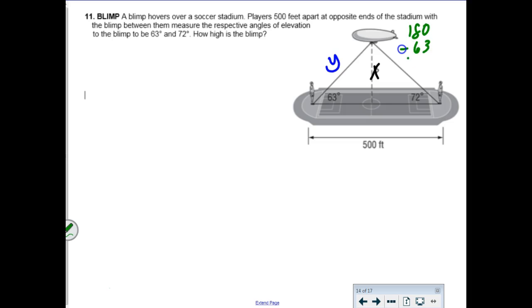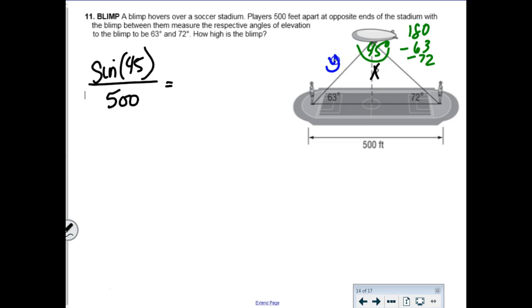180 minus 63 minus 72. How big is this angle here? 45. Cool. All right, so there's the start of our law of sines question. We have sine of 45 over 500.